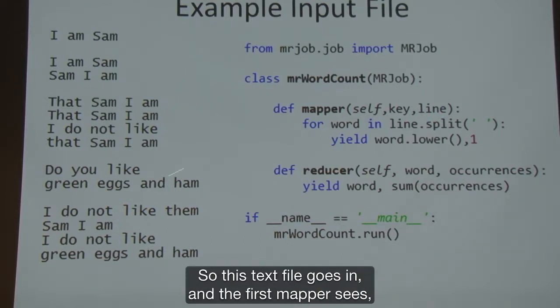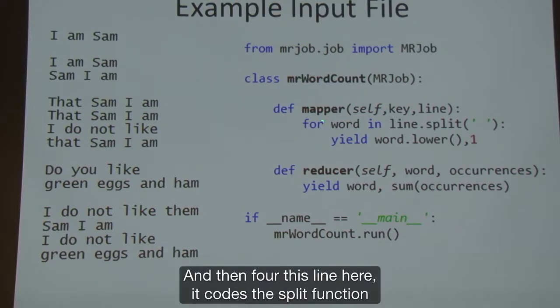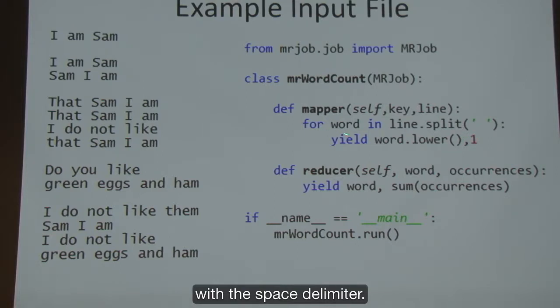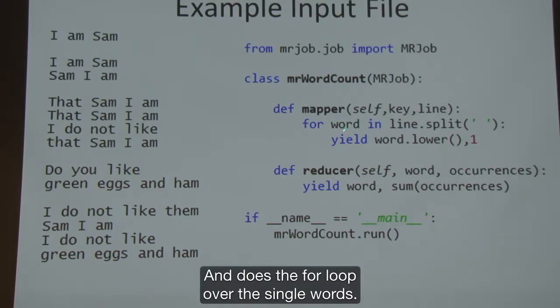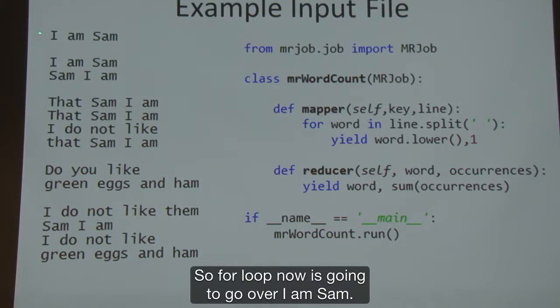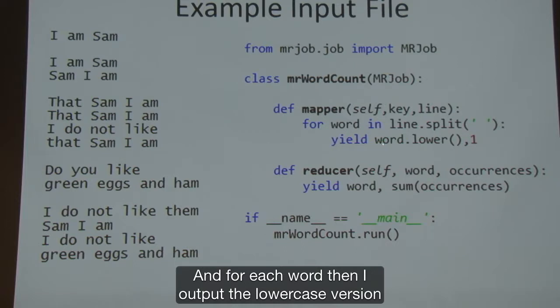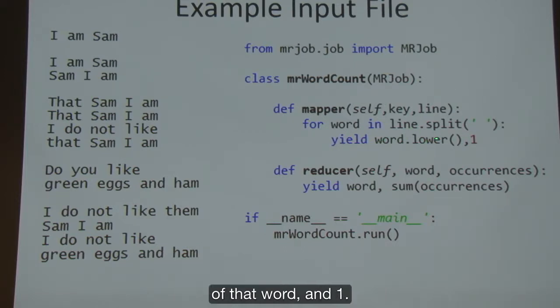So this text file goes in, and the first mapper sees I am Sam. And then for this line here, it calls the split function with the space delimiter, and does the for loop over the single words. So this for loop now is going to go over I am Sam. And for each word then, I output the lowercase version of that word and 1. So it's a lowercase I, 1, am, 1, Sam, 1. So each word of the sentence is going to generate one key value pair.